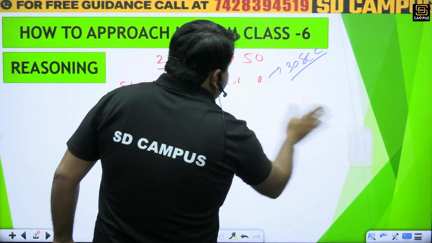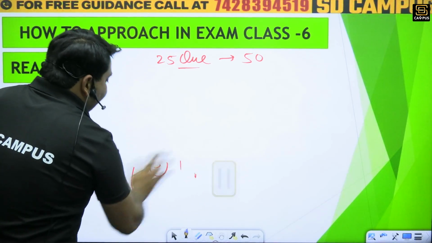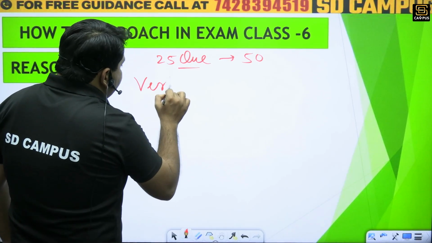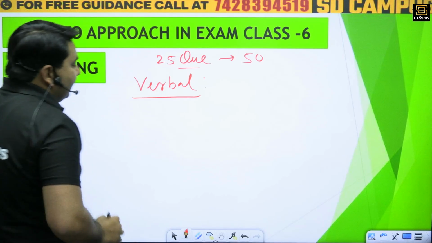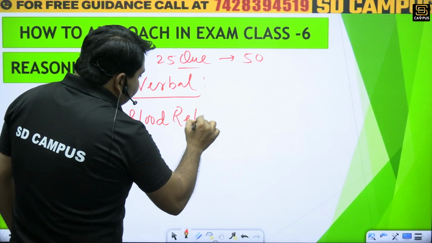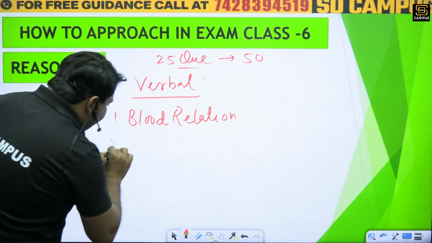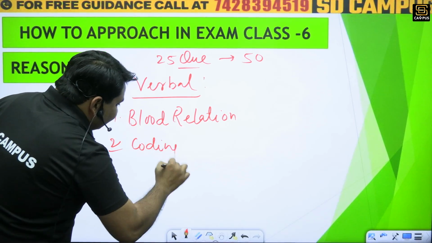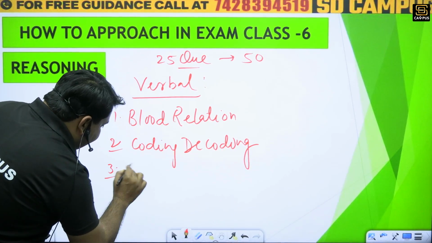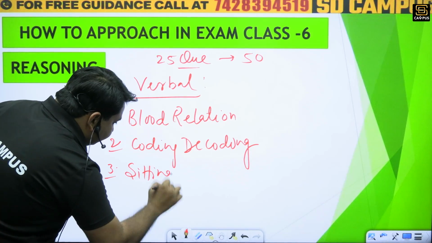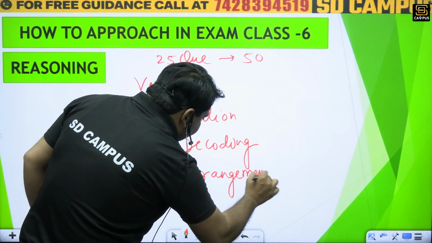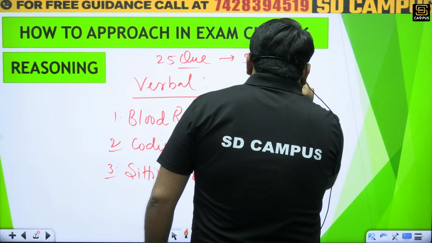So in verbal reasoning, what are the important topics? In verbal reasoning, the important topics are: you can start with blood relation, coding decoding, sitting arrangement, ranking.